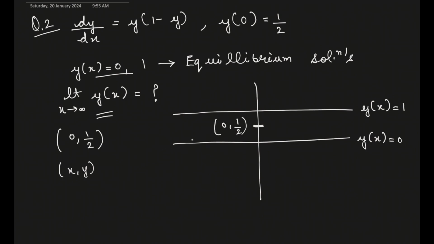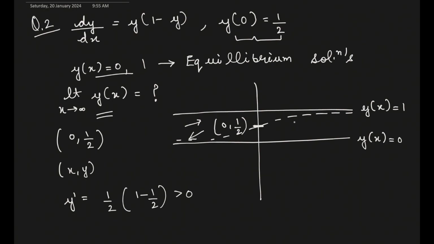So my next target will be to decide whether this directional field is going on the increasing side or on the decreasing side. To check this, I will use the given condition. I will put y dash equal to, instead of y, I will put 1 by 2, 1 minus 1 by 2, which is clearly greater than 0. Yes, means it is increasing, and it approaches 1. So limit x tends to infinity, y(x) is equal to 1.